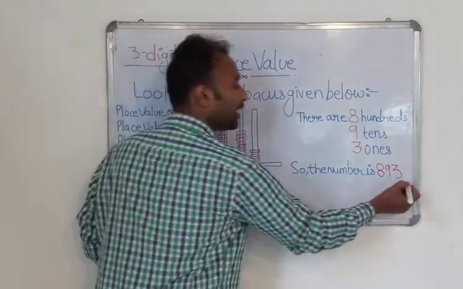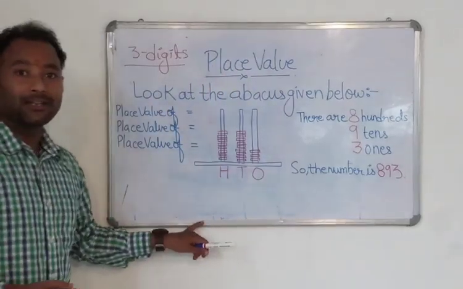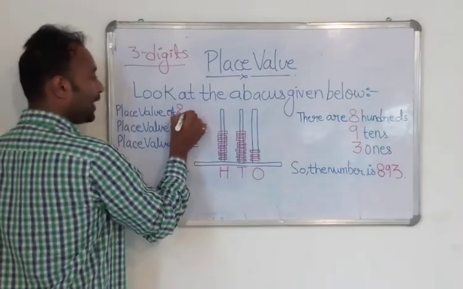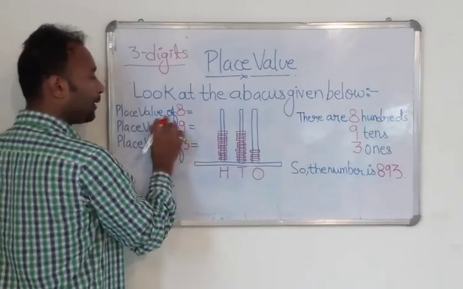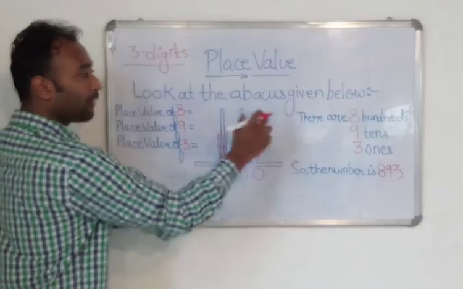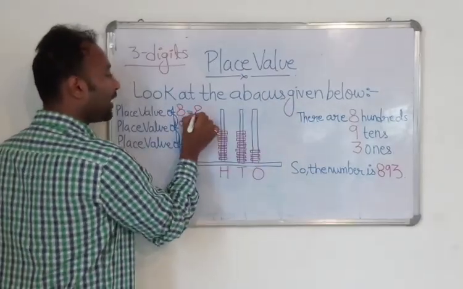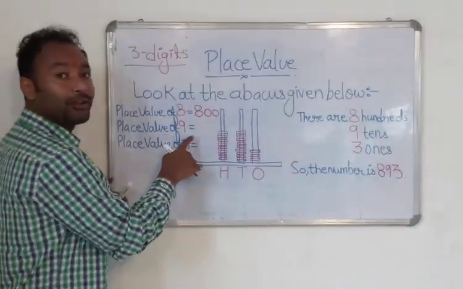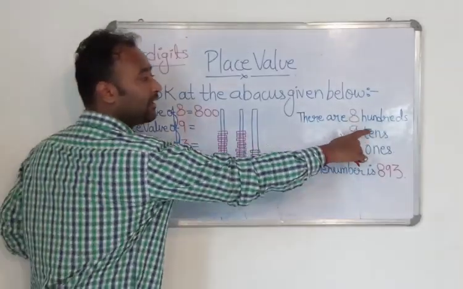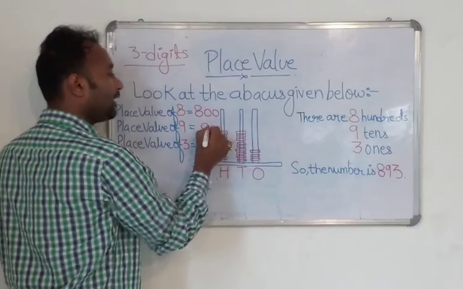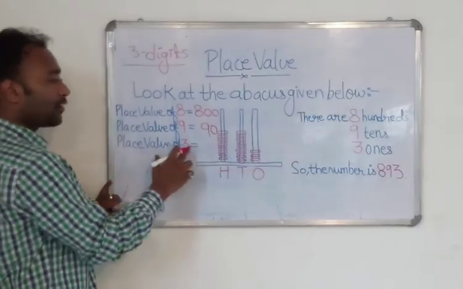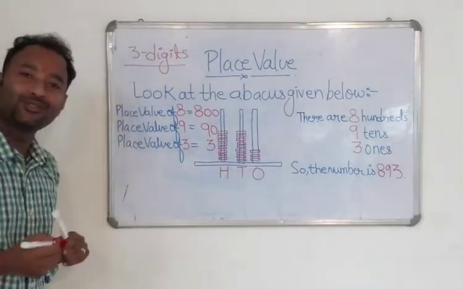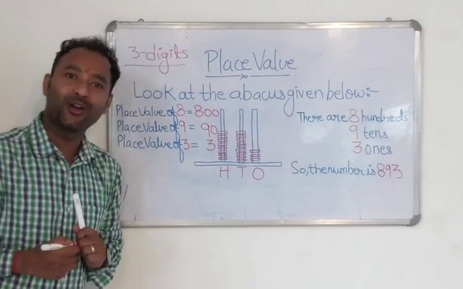Now students, if I ask you to tell me the place value of these numbers? Yes. The place value of 8 will be what? The place value of 8 is 800. So whenever it is in the hundreds position, you will write 800. And now the place value of 9. 9 is in tens, so you will write 9 tens. And the place value of 3 is ones, so you will write simply 3 ones. Understood, students? Yes. Clap for yourself.